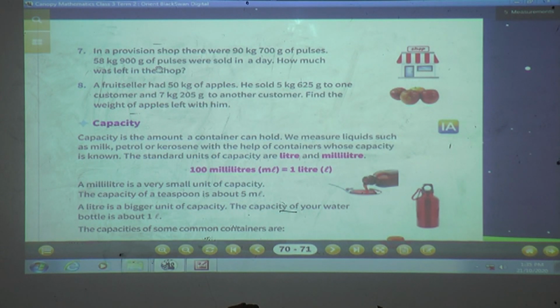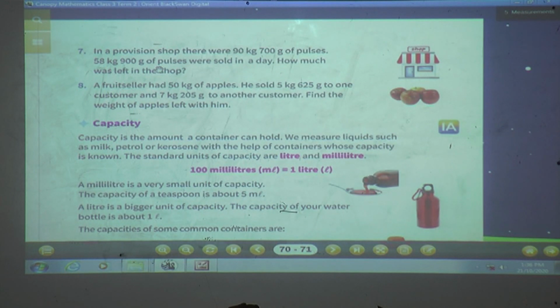In a provision shop means in one shop, initially there were 90 kg 700 gram of pulses. Means initially the shopkeeper was having 90 kg 700 gram of pulses. Then from that he sold 58 kg 900 gram of pulses. Okay, and the question is, how much was left in the shop? See, again the word left is there. Means again here also we have to do the subtraction.